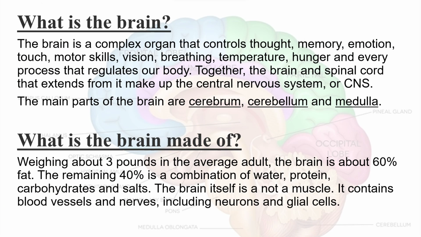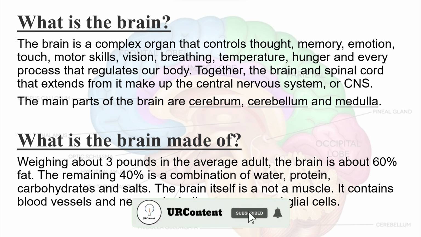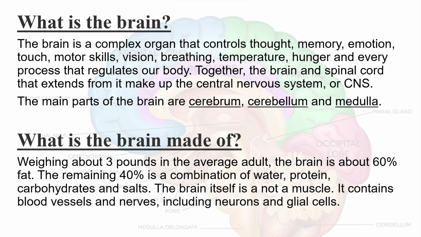What is the brain? The brain is a complex organ that controls thought, memory, emotion, touch, motor skills, vision, breathing, temperature, hunger, and every process that regulates our body. Together, the brain and spinal cord that extends from it make up the central nervous system, or CNS. The main parts of the brain are cerebrum, cerebellum, and medulla.